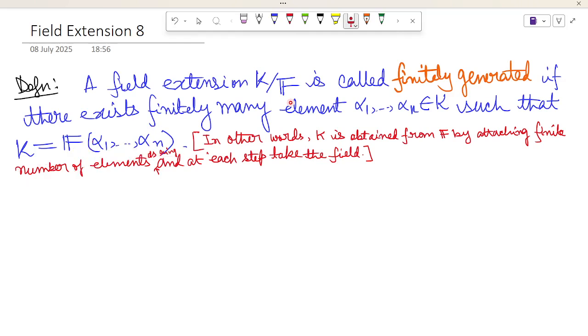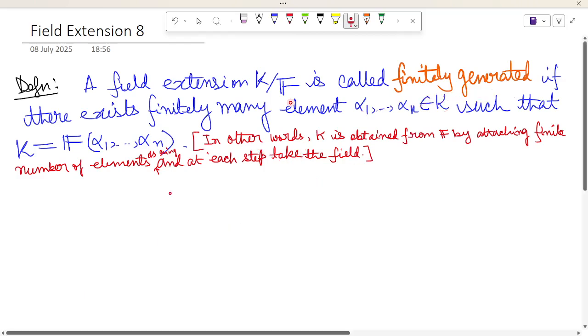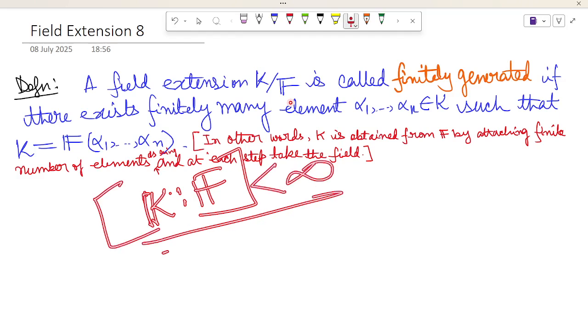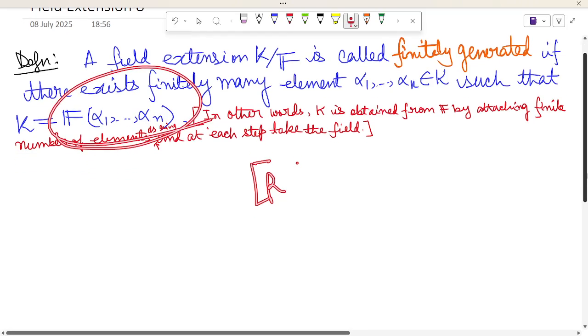You might be confused by two terms. One term is finite extension, and the other is finitely generated. The two things are different. Why are they different? Finite extension means the vector space dimension of K over F is finite. Finitely generated means K can be obtained by attaching a finite number of elements.